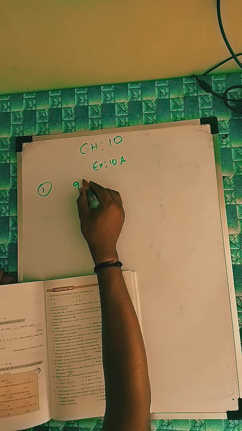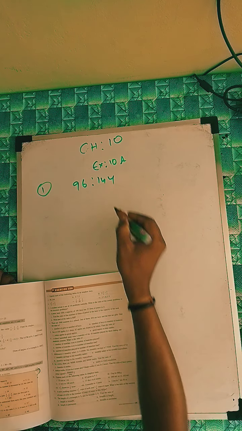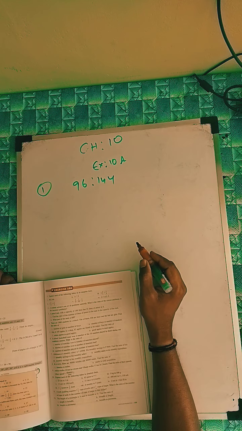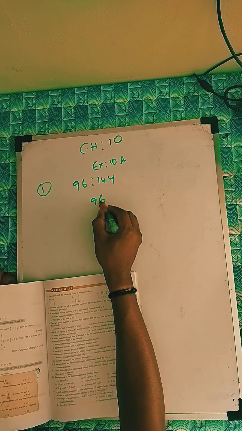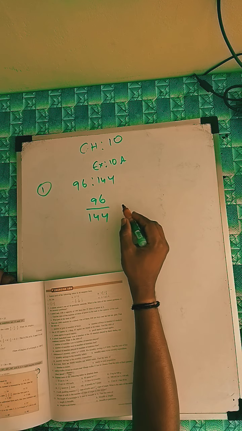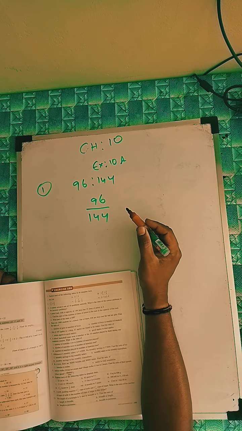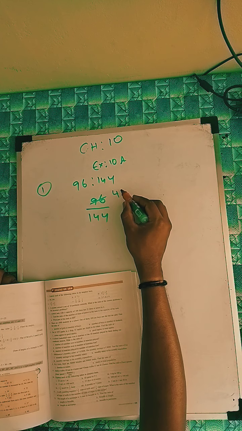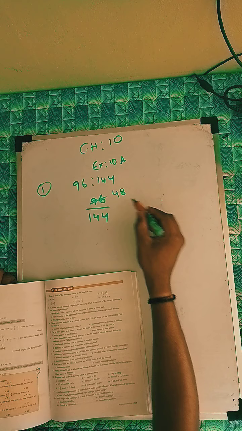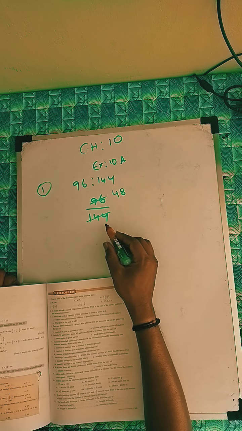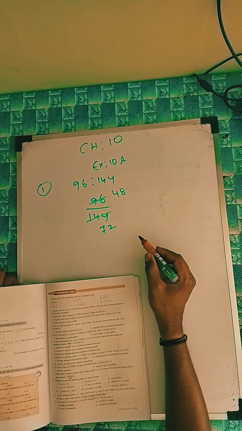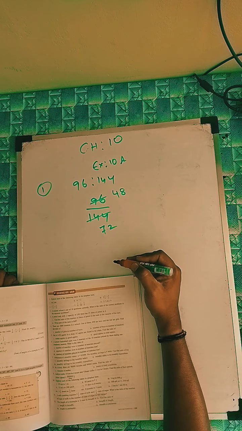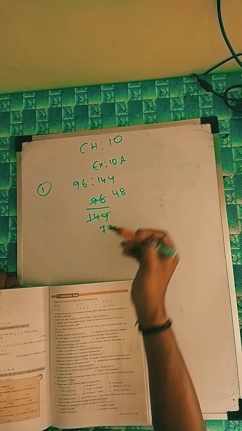So 96 is to 144. We have to write it in simplest form. So 96 by 144, you write like this, and now we can cut it. You can cut by 2 here. 4 2s are 8, remain 1, 8 2s are. You can divide also. Again cut by 2, 7 2s are. If you cut by 2, you have to cut both by 2. If you cut by 3, you have to cut both by 3.